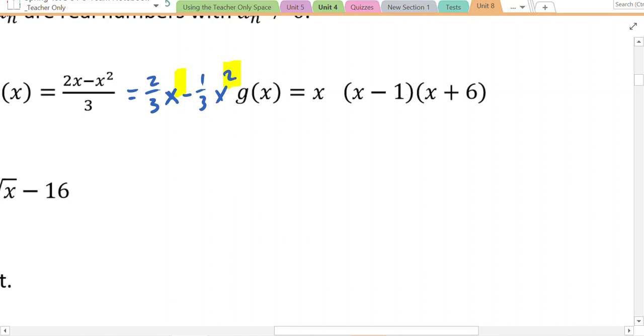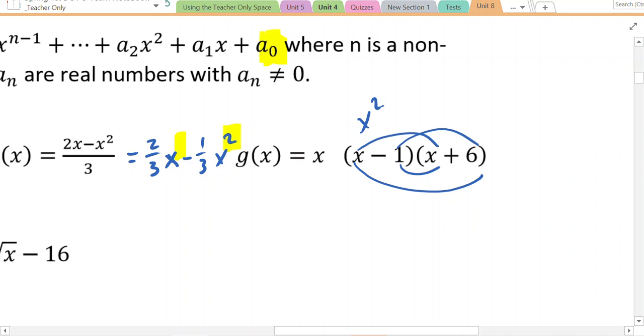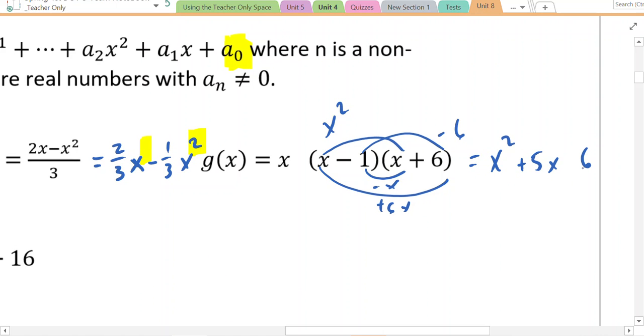The next one is a factored polynomial. What you have is 3 terms. And if you distribute, this is going to be x cubed. The way I do it really quickly, let me show you real fast, is we just do our FOIL trick. This is x squared. This is negative 6. This is negative x. This is plus 6x. So we end up with x squared plus 5x, and then minus 6, which is clearly a polynomial because we have an x squared term, an x term, and a constant term, which is the x to the 0.